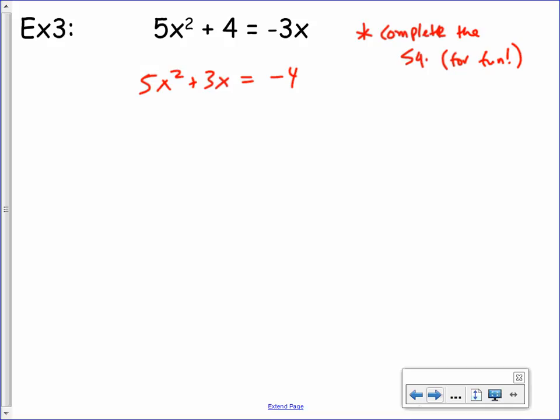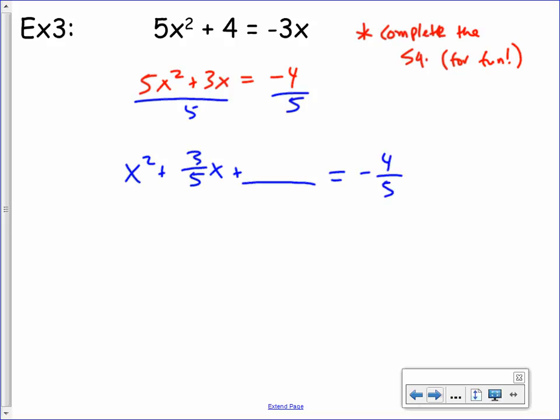So divide everything by 5. Here we go. X squared plus 3 over 5x plus something equals negative 4 over 5 plus something. Let's find that something, shall we?